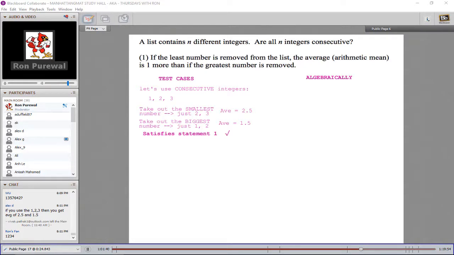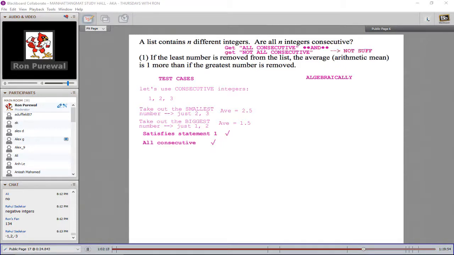So, well, what do we need to find now? Is there any point in trying other sets of consecutive integers? There is no point in doing that, right? Because remember what not sufficient means. If you can get all consecutive and you can get not all consecutive, then that's going to be not sufficient. So we already got a case where they're consecutive.